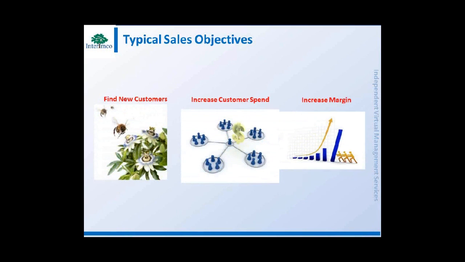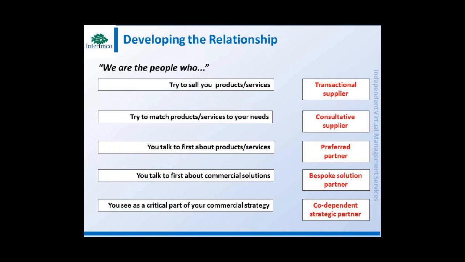Now, typically within a sales team, there are core objectives that an effective salesperson has to try and achieve. Most companies will require their salespeople to deliver at least one, and often all three, of these key objectives. They're typically to identify and sell more to new customers, effectively to increase the customer pool that you have, to sell more to your existing customers, effectively to increase the share of the customer spend, and to increase the average customer margin, so you can sell more of the higher margin products and services and make more profit.